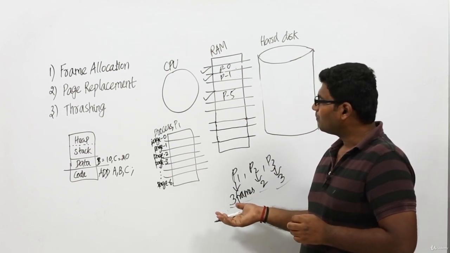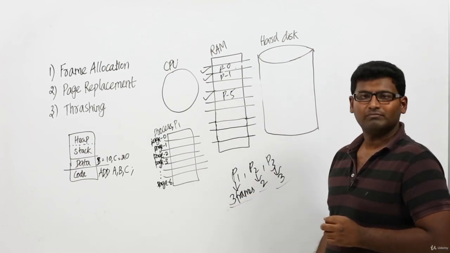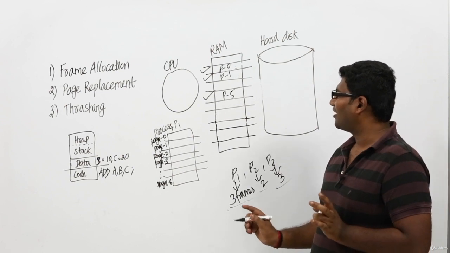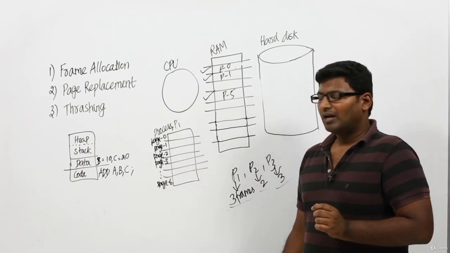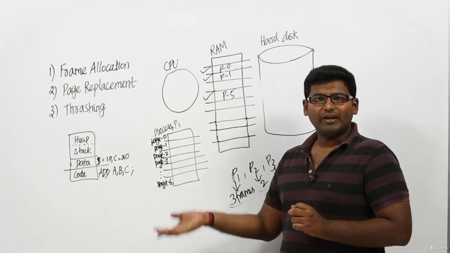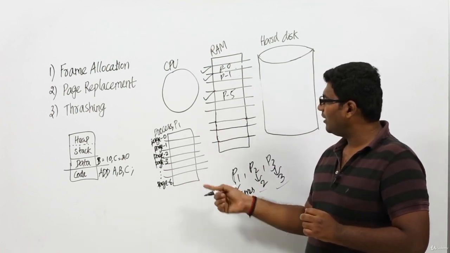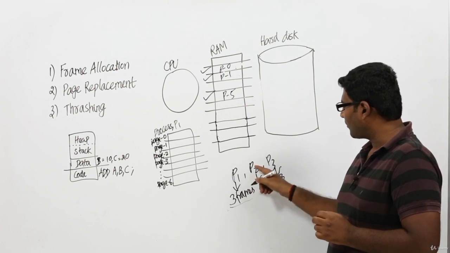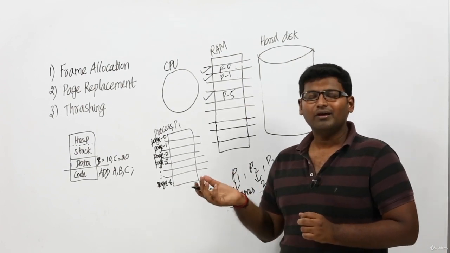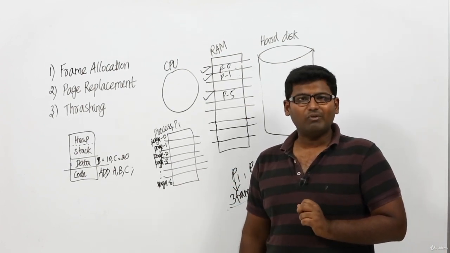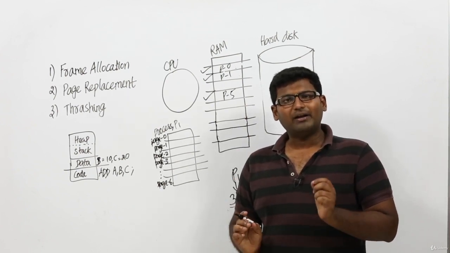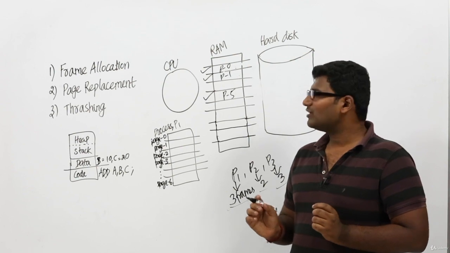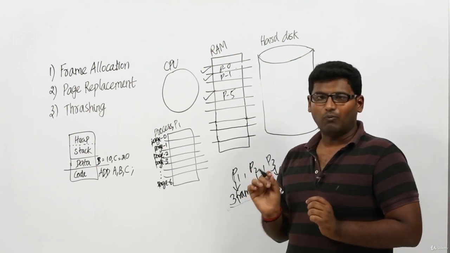Now, can we have only one frame? Let us assume we are assigning only one frame for process P1. In case we do that, our degree of multiprogramming will be very high, because we are allocating only one frame for process P1, one frame for process P2, and one frame for process P3. In that case, the degree of multiprogramming will be very high. Fine, that is definitely true. But we might come across some other problem. That is what we mean by thrashing. We will see what is meant by thrashing.